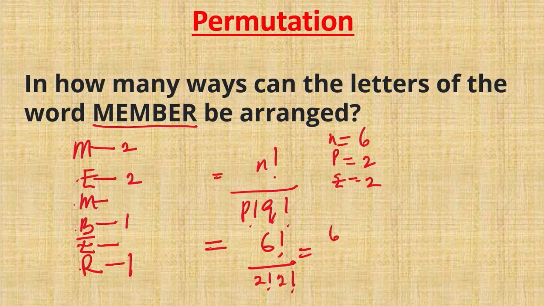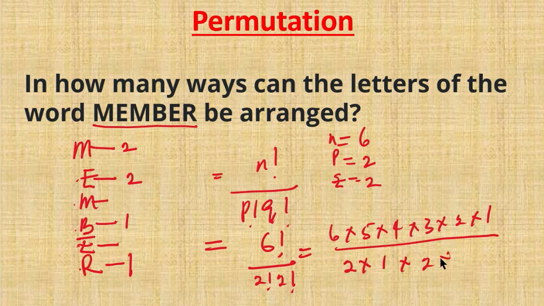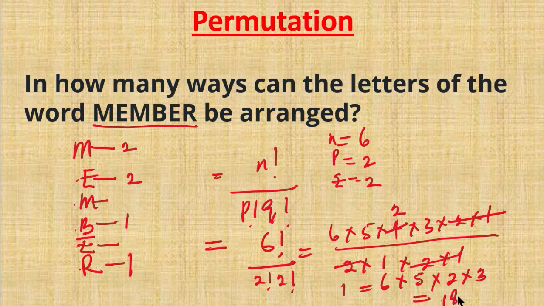That's the same thing as 6 times 5 times 4 times 3 times 2 times 1, all over 2 factorial, which is 2 times 1, times 2 times 1. Now 2 times 1 here cancels with 2 times 1. And obviously 2 here is 1. 2 in 4 is 2. So that we'll have 6 times 5 times 2 times 3, which equals 180.